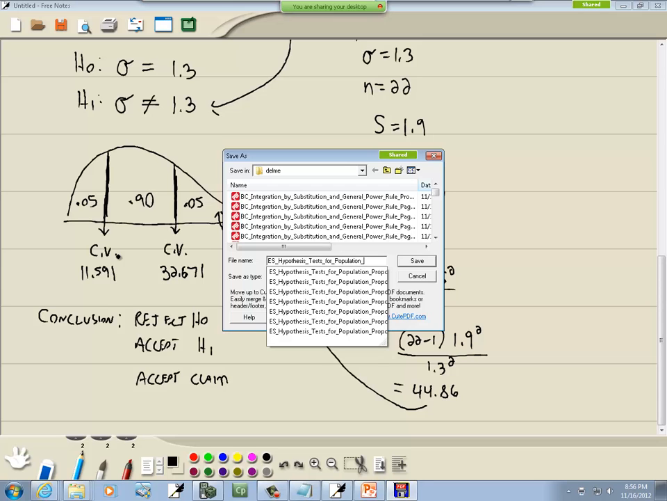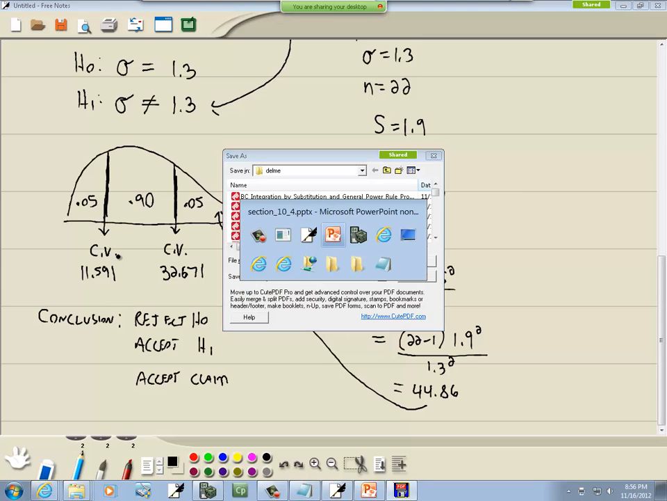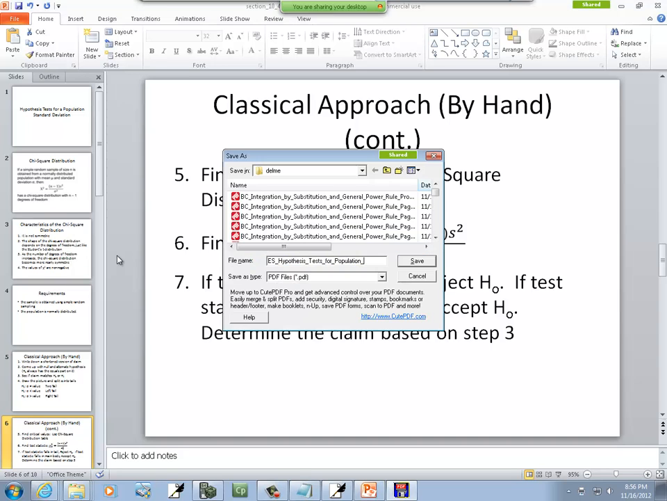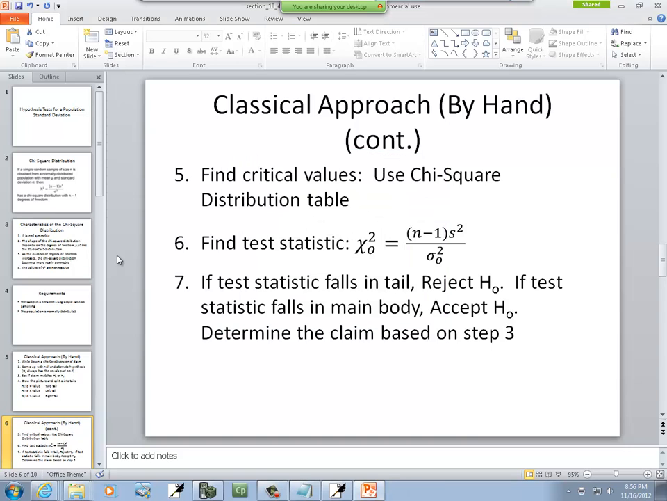Population standard deviation, classical approach, page 01.pdf. There we go.